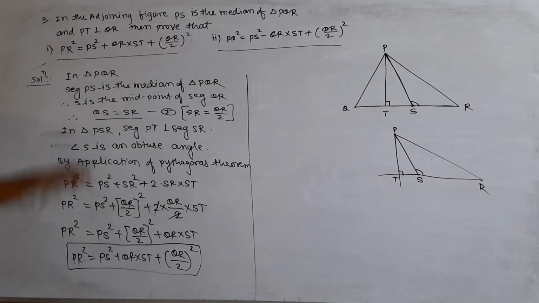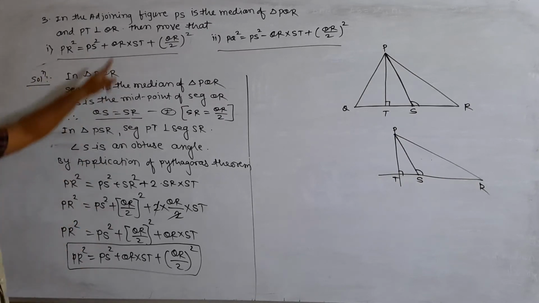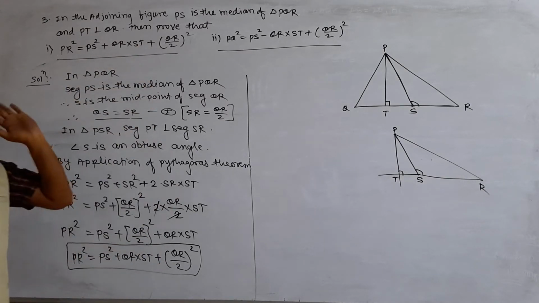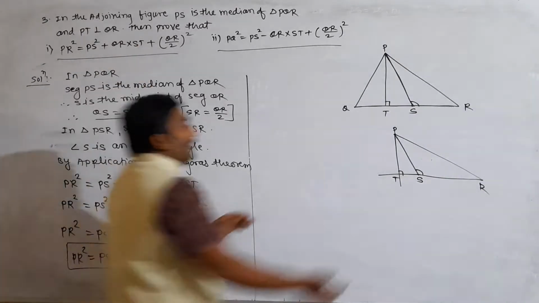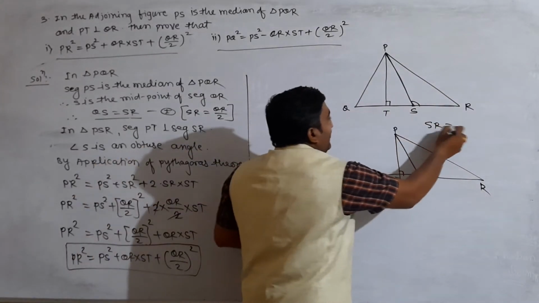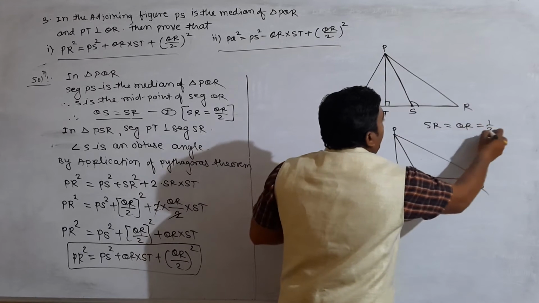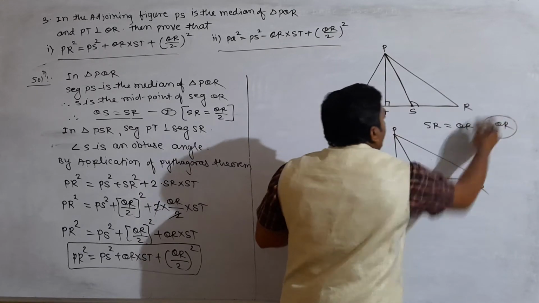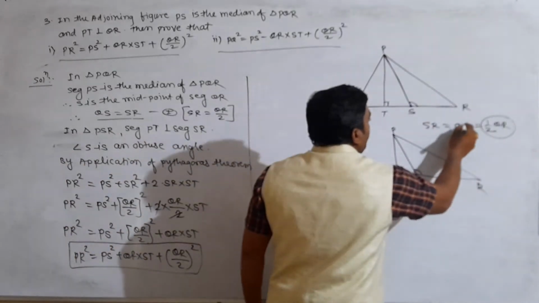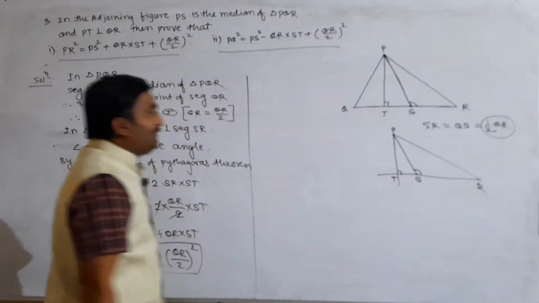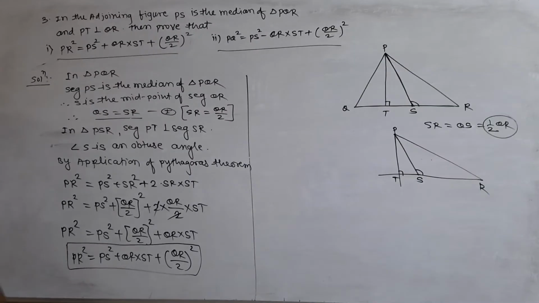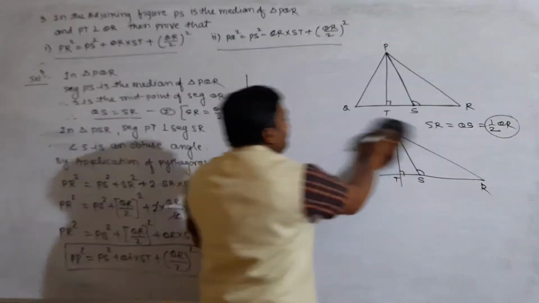Remember that PR square is equal to PS square plus QR into ST plus (QR by 2) bracket square. But remember that when S is the midpoint, then SR is equal to QS, which is 1 by 2 QR, that means QR by 2. Then we have to study the second proof here.